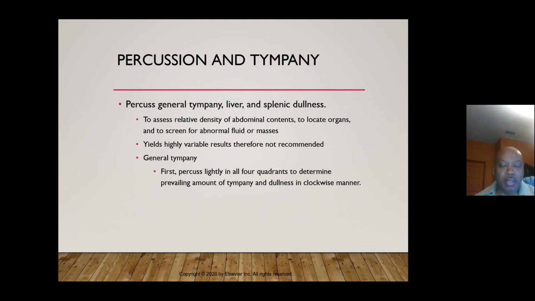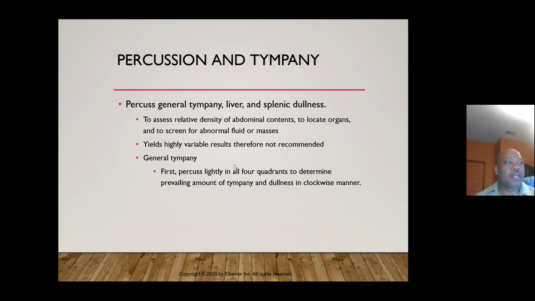Again, when we're talking about percussion, excuse me. In order to assess relative density of the abdomen, of abdominal contents, we also have to determine where the organs are actually located. And of course, what we're trying to do is determine if there's any abnormal fluids or masses upon assessing these patients.